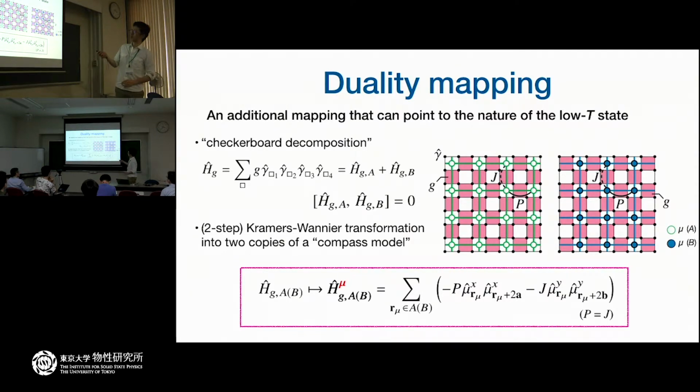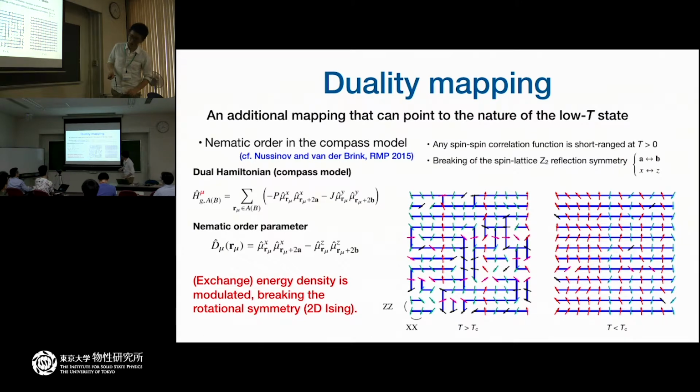Basically, we first introduce some dual spins on the center of the vertical bonds. Then I introduce another set of dual spins between two dual spins, which brings us the last dual spin at the center of each bracket. The advantage of this duality mapping is that we can use the established knowledge about the compass model to interpret our results, which look puzzling.